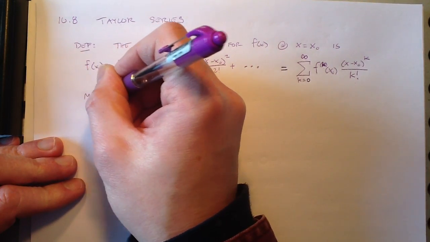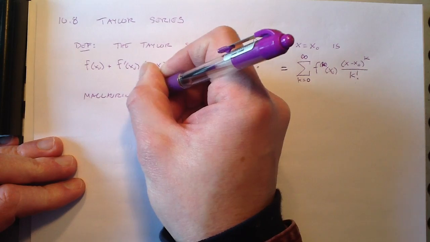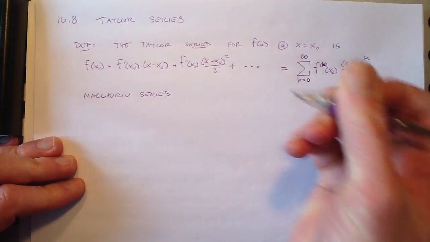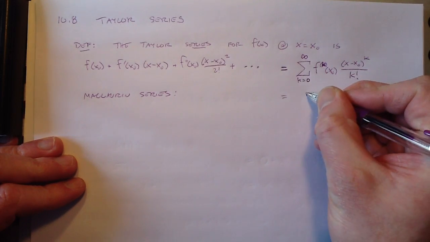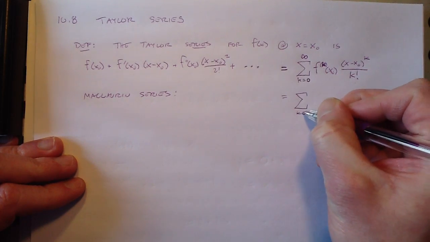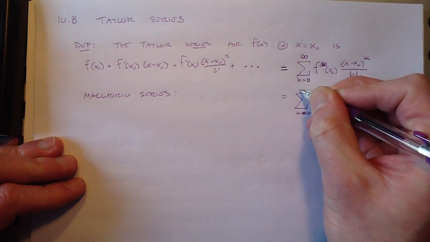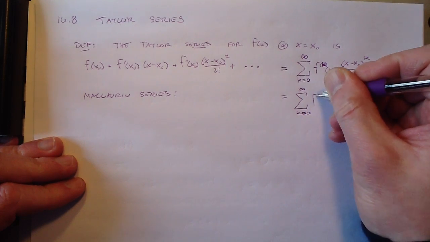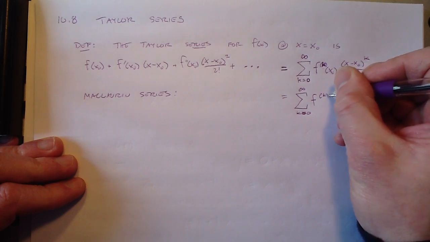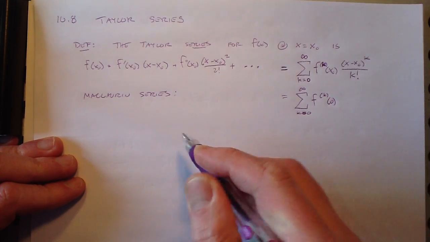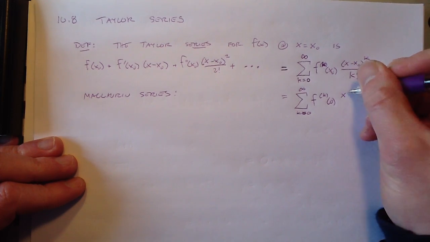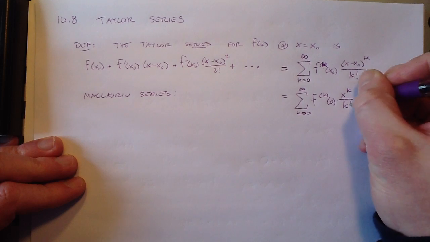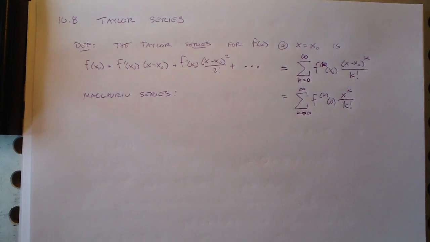And that means the Maclaurin series looks the same. For the same function, it would just be the sum from k equals 0 to infinity of the kth derivative at 0 times x to the k over k factorial. All I'm doing is plugging in 0 everywhere we see an x sub 0. Right? Same idea, just the x sub 0 is 0.